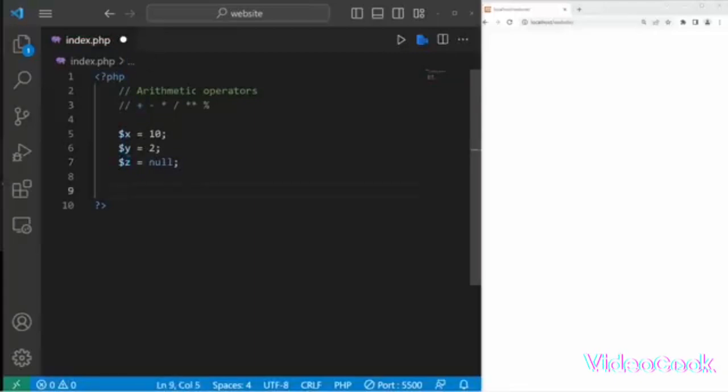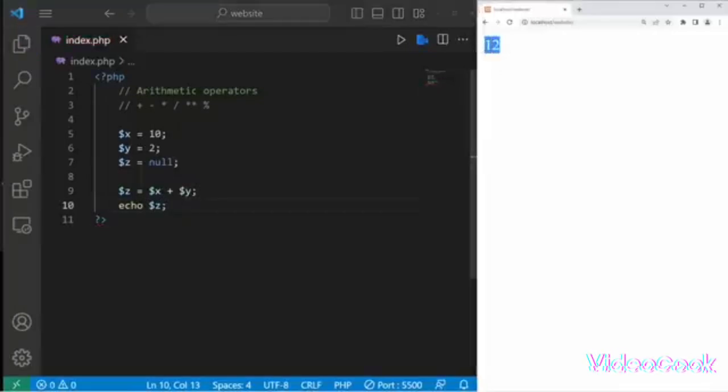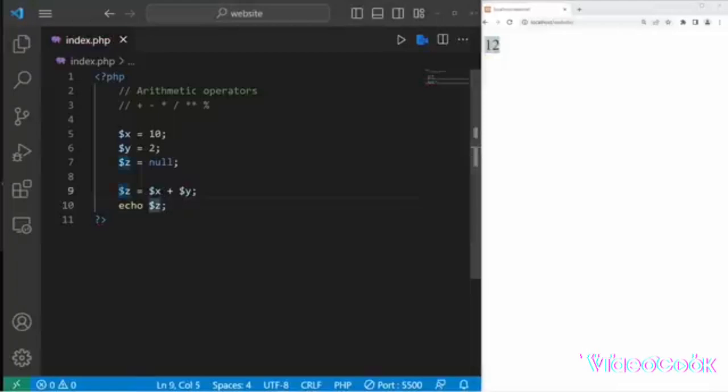some addition. I could write something like this. Z equals our variable x plus our variable y. Then I will echo whatever z is. So 10 plus 2, that's 12. So that's addition. I'll go through these pretty quick. They're fairly straightforward.